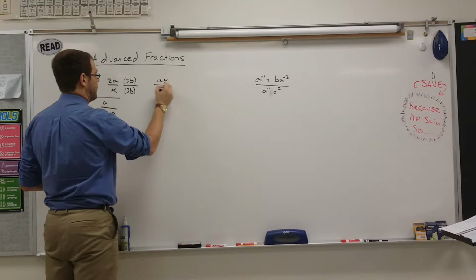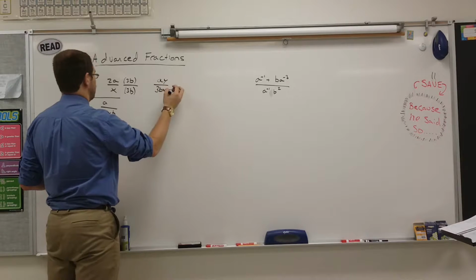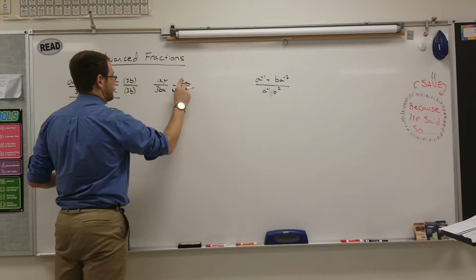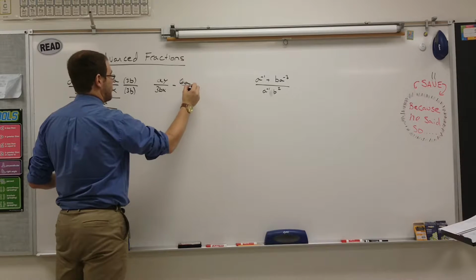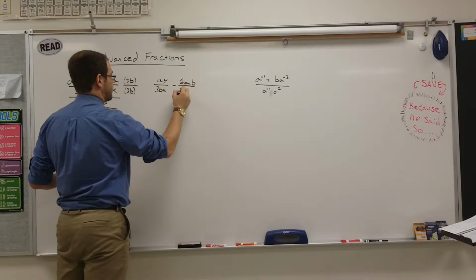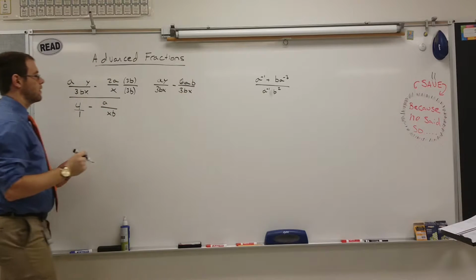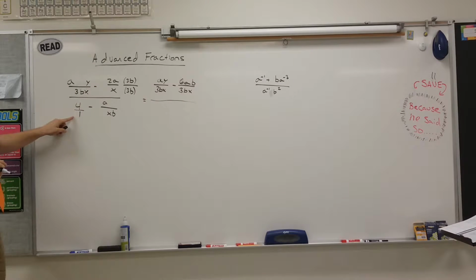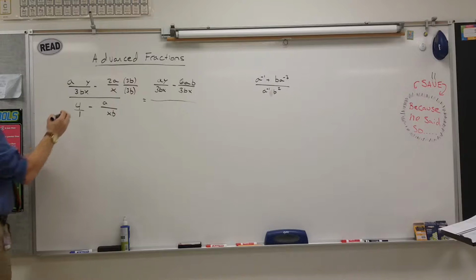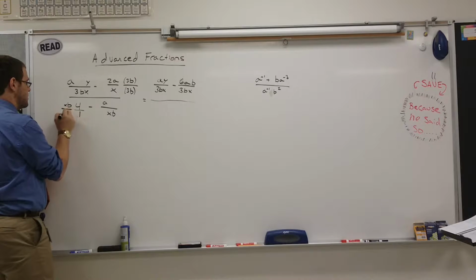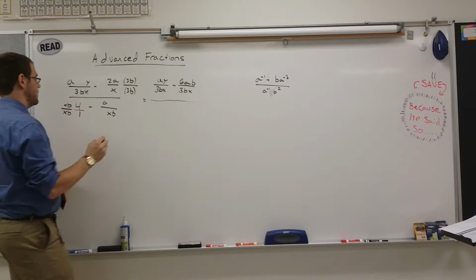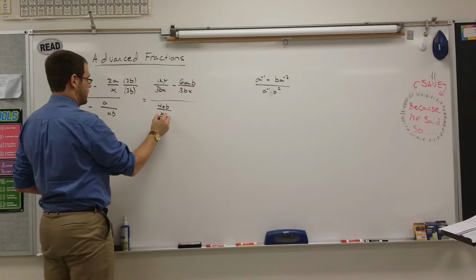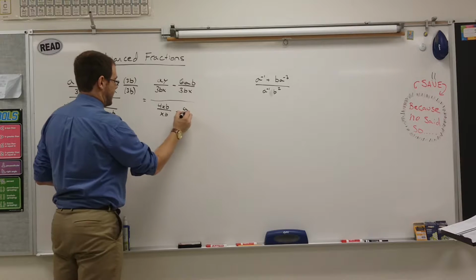So I got ay over 3bx minus 2a, 6ab over 3bx. Okay, that's our top part. On this side, this is missing an xb in the denominator, so we're just going to multiply both sides by xb over xb, and that'll give us the common denominator we need. So we'll end up getting 4xb over xb minus a over xb.